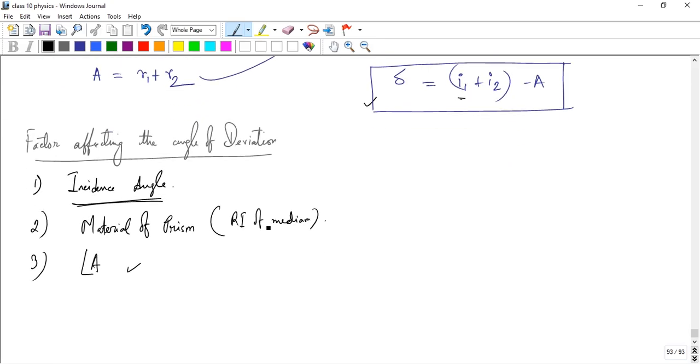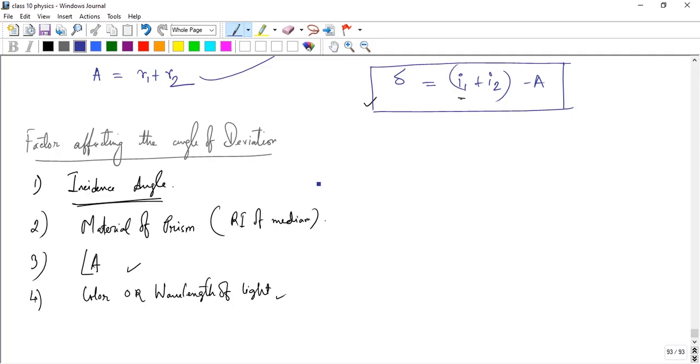Clear? Angle is also important. Now the number 4 important factor is the color or wavelength of light. Very important. Okay, these 4 factors affect the angle of deviation.